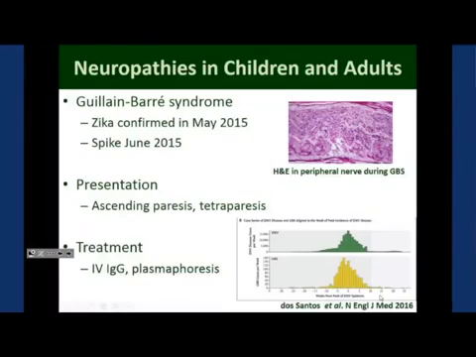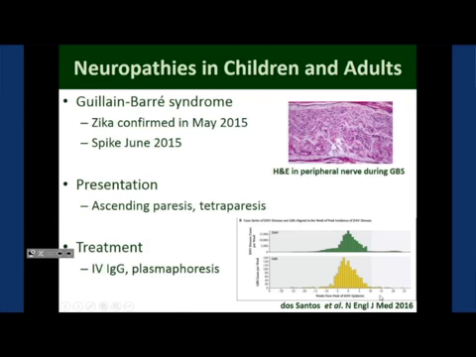Okay, so it's not just, again, the microcephaly and the brain defects that come from Zika's newfound placental tropism. We also see neuropathies in children and adults. The first one that was noticed was Guillain-Barré syndrome. Zika was confirmed to be in Brazil in May of 2015. What was seen in June of 2015 was a spike in Guillain-Barré cases. It's very nice when you look at the overlays in timing of these two. This is the spike in Zika. This is the spike in Guillain-Barré.